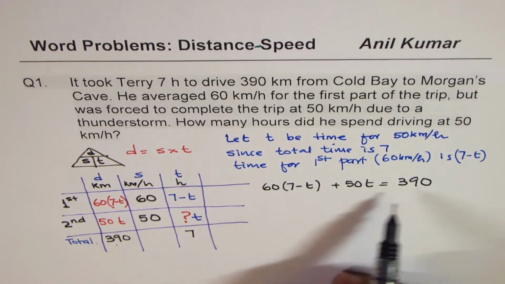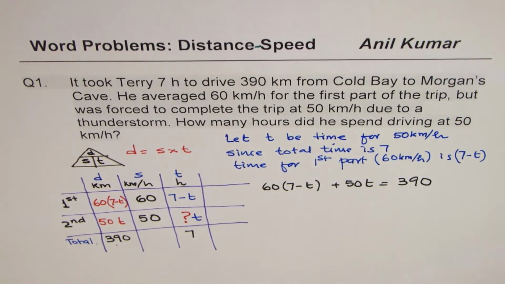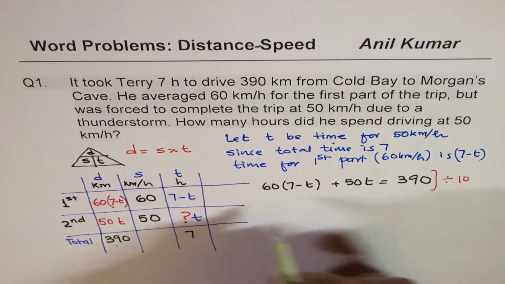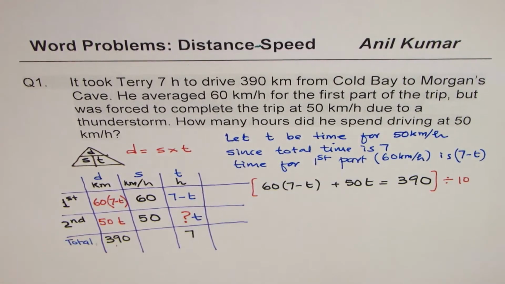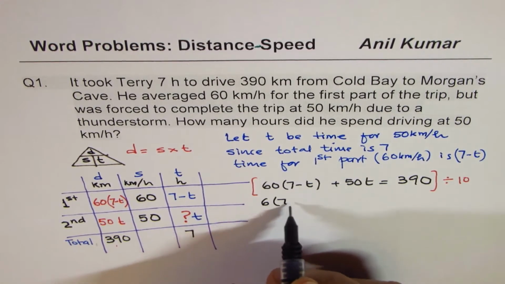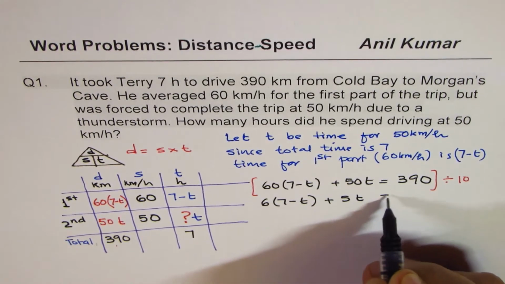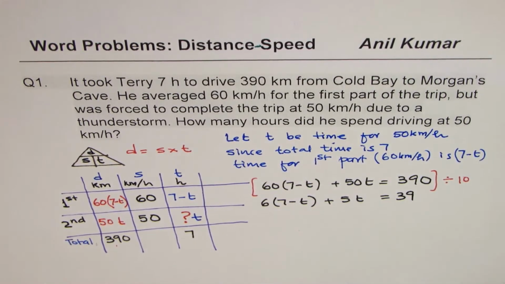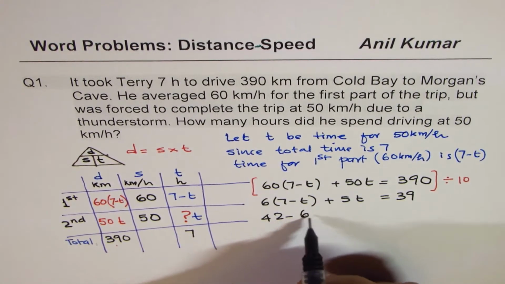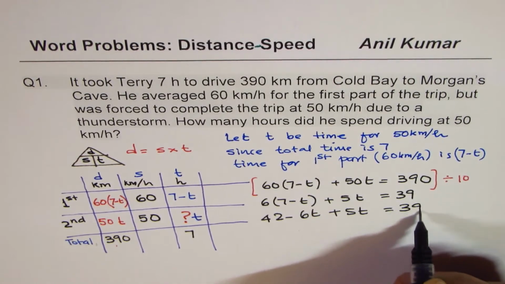Now it is a question of simplifying it. So the first step is you could divide all the numbers by 10, right? So first step we can simply divide everything by 10. Is it okay? Then what do you get? You get 6 times (7 minus t) plus 5t equals 39, correct? Open the bracket. 6 times 7 is 42 minus 6t plus 5t equals 39.